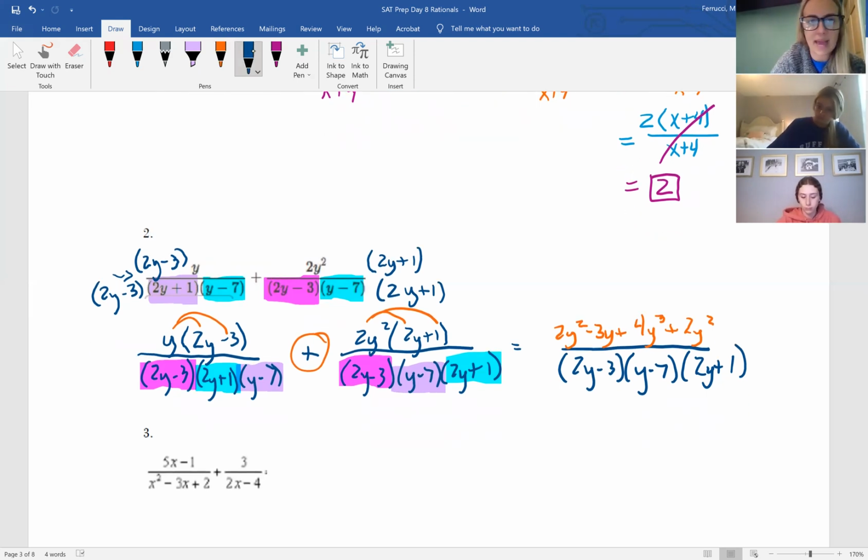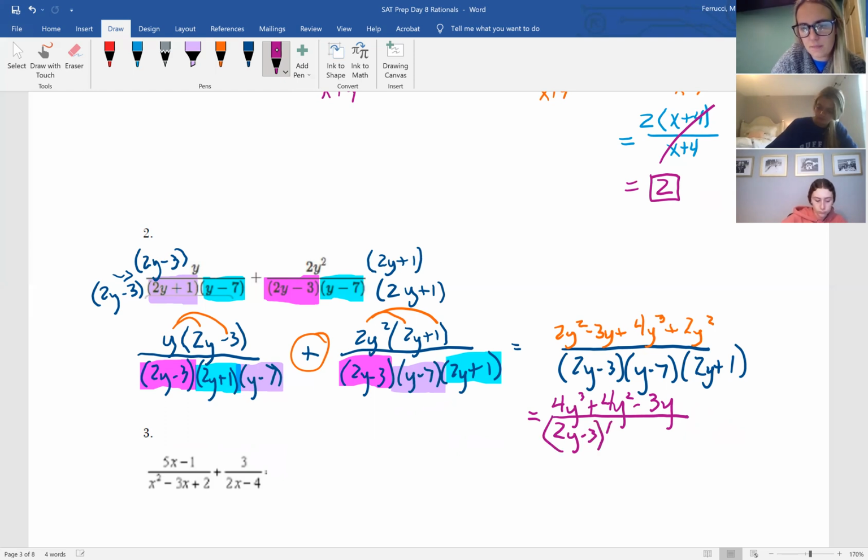From there, we can combine our like terms. So we get 4y to the third plus 4y squared minus 3y, all over 2y minus 3, y minus 7, 2y plus 1. So this to me right now looks like a hot mess express because there's just a lot still there, especially because we condensed the top, but now we should probably try to factor the top.